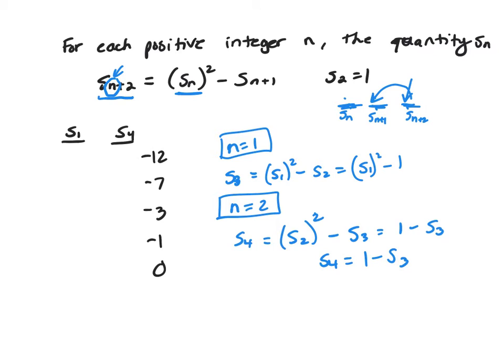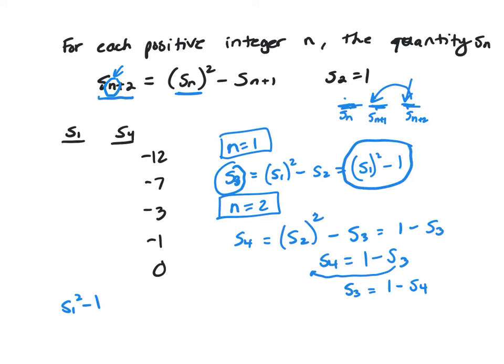Now, we're trying to find S sub 1 and S sub 4, right? Okay. So I know that if I solve this bottom one for S sub 3, bring the S sub 3 over, that's going to give me S sub 3 equals 1 minus S sub 4. But this is also S sub 3. So let's set these equal to each other. I'm running out of room. S sub 3 and S sub 3, that gives me S sub 1 squared minus 1. That's a name for S sub 3. And set it equal to this, 1 minus S sub 4.